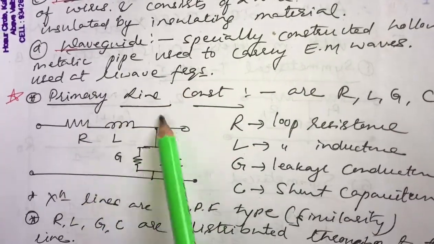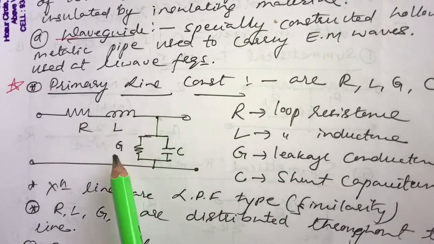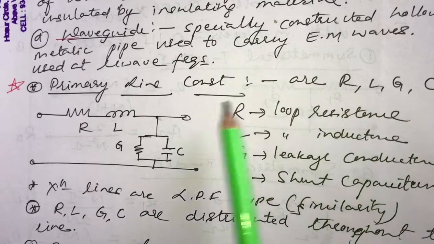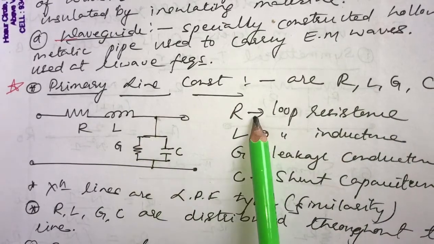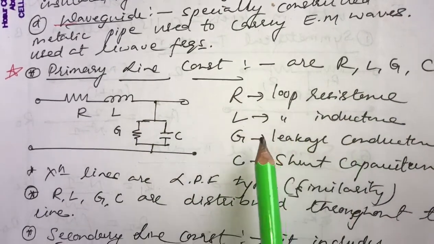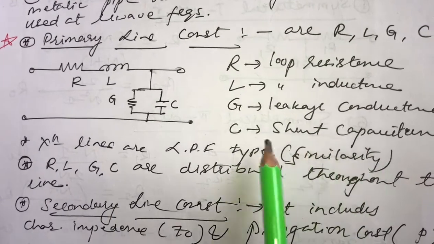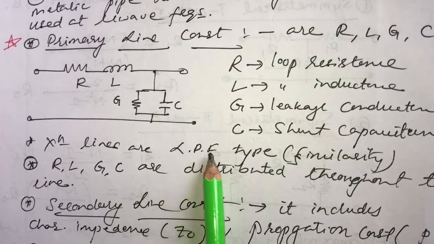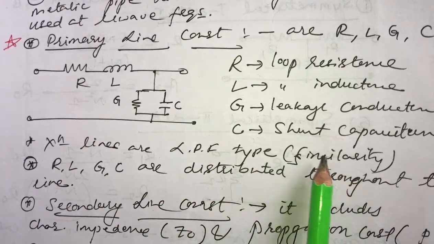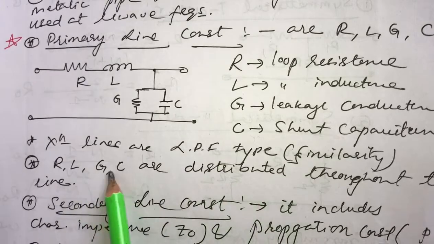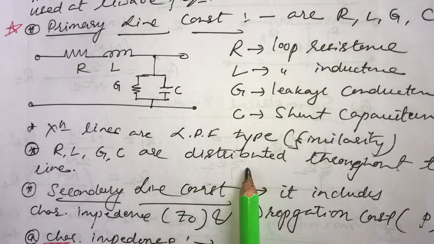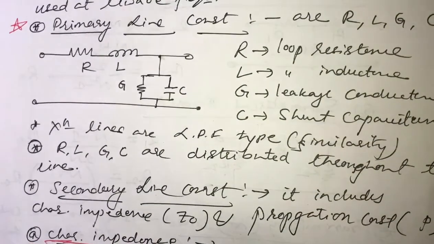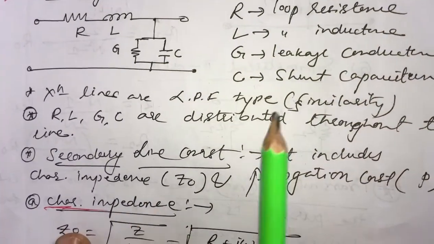This is very important. These are the primary line constants: R, L, G, C. R and L are in series, G and C are parallel. RLGC are called primary line constants. R is the loop resistance, L is the inductance, G is the leakage conductance, and C is the shunt capacitance. The transmission lines are low pass filter type. So RLGC are distributed throughout the line. These components are assumed to be distributed throughout the line. Okay, these are the primary constants.